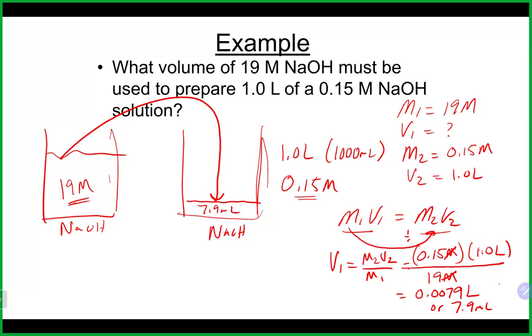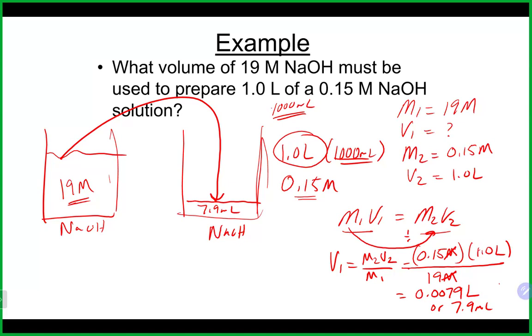Now, we want a total volume here of 1 liter, which is 1,000 milliliters. Should I add 1,000 milliliters of water to that? If I added 1,000 milliliters of water to this, right? How much total volume would I have in that case? 1,007.9 milliliters, but I want how much total volume? Only 1,000. So that would not be good because then I would not have the correct molarity, right? Because I added too much water.